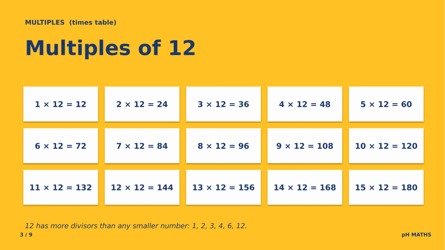12 has 6 divisors, 1, 2, 3, 4, 6, and 12, more than any smaller number. That's why ancient civilizations measured in dozens, months, clock hours, and inches in a foot. 12 divides cleanly more ways than 10. Worth remembering when you're handed a sharing problem.